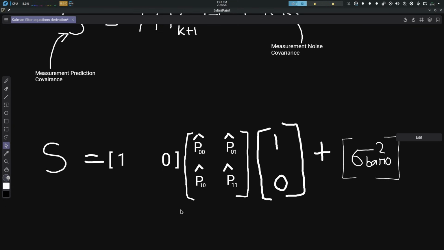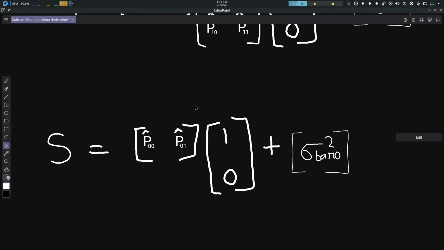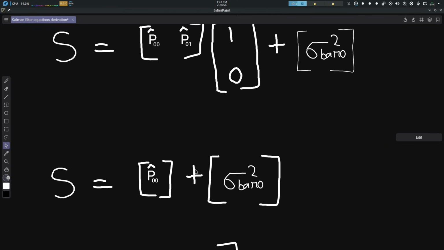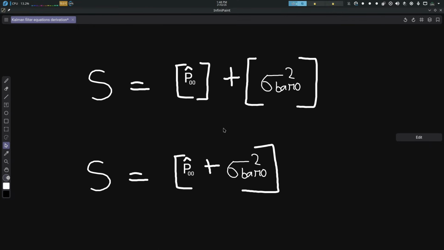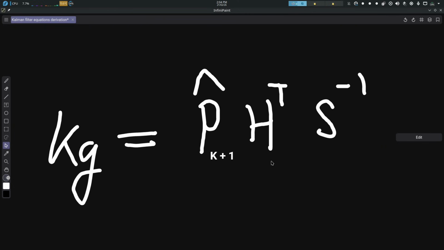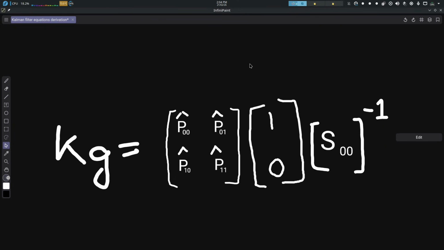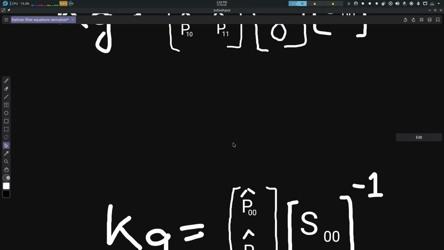I'll start by multiplying h and Pcap, which yields a 1 cross 2 matrix with the elements P00 and P11. Following that, it is multiplied by the transpose of h, creating a 1 cross 1 matrix with the elements P00. Adding the measurement noise, we get this as the S matrix. Finally, we can calculate the Kalman gain. As we have already determined the value of ht, we can pre-compute the product of Pcap and ht.